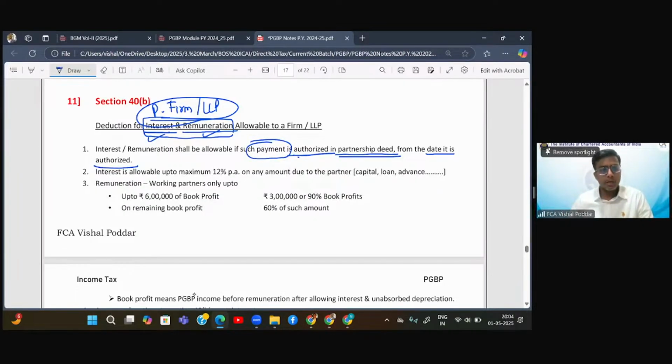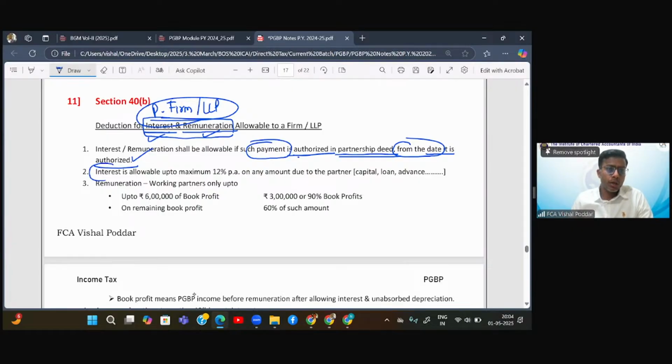Means what? You started partnership 10 years back, but you did not know about this particular point. Your chartered accountant told you that you will not get deduction if this condition is not in your partnership deed. So you amend your partnership deed from this date, that is from this year, 1st April 25. So you will be allowed deduction for interest and remuneration, but not backdated. You will be allowed it only from the date when this clause is inserted, that is from 1st April.